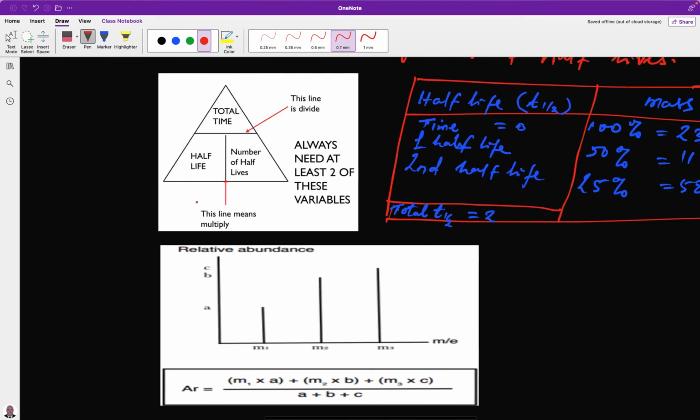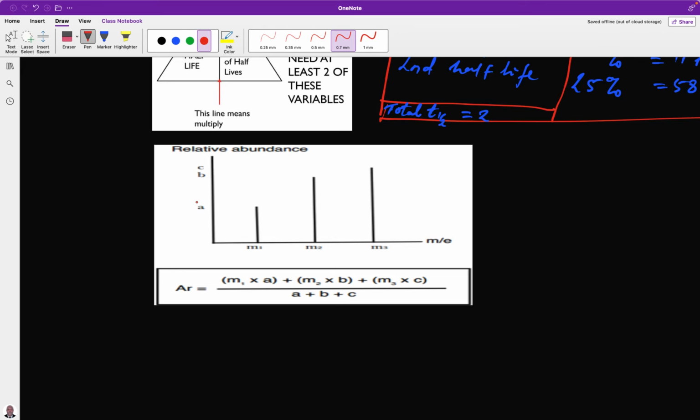There is a relation here. Know that when you are given the mass, let me say M1, M2, M3, and the relative abundances as A, B, and C corresponding to this. In order to calculate the relative atomic mass, is the mass of each isotope times the relative abundance. Then a summation of all of them divided by a summation of the relative abundances. So let's go ahead.